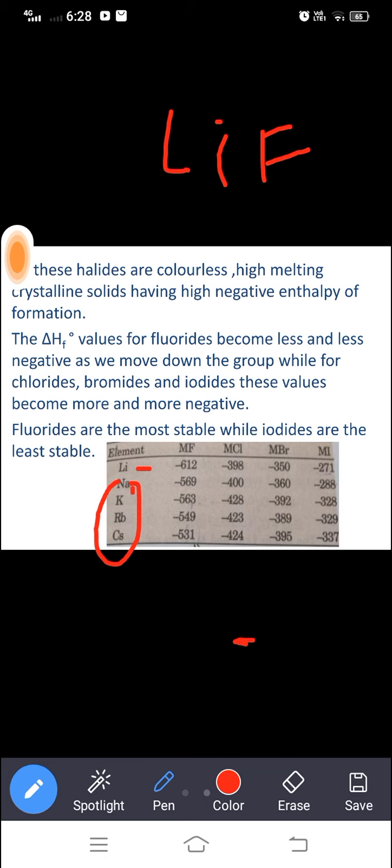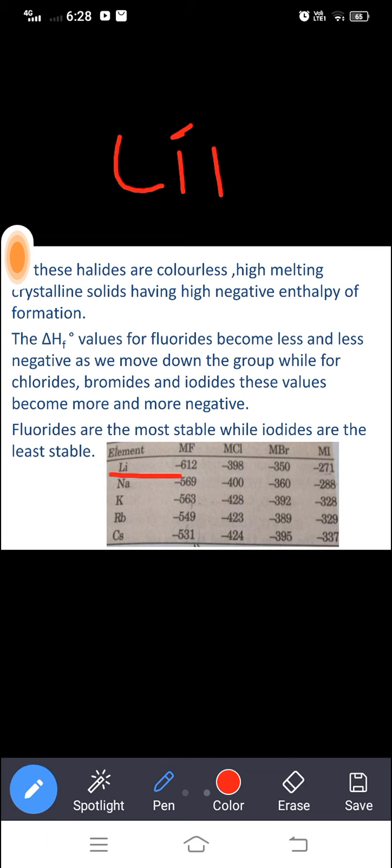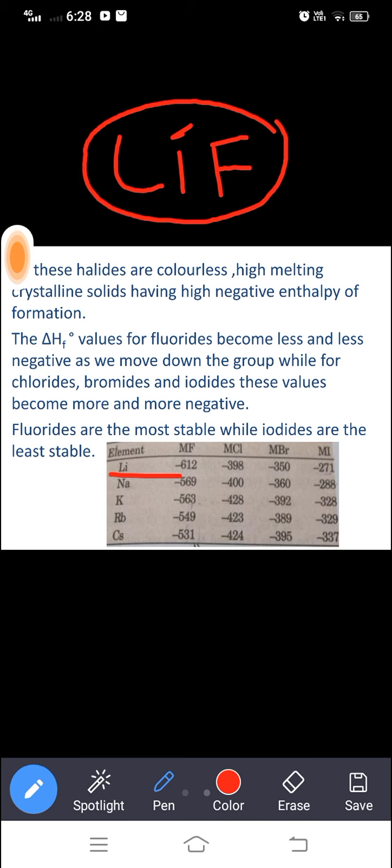For example, we already discussed several times in the class: if you have a big pencil and a small pencil, the big pencil you can break very easily, and the small pencil is difficult to break. Here also, if the bond length is small, it is difficult to break. So the lattice enthalpy will be more, and due to that lithium fluoride will be more stable. The lattice energy will be high, so it will have a more negative value.